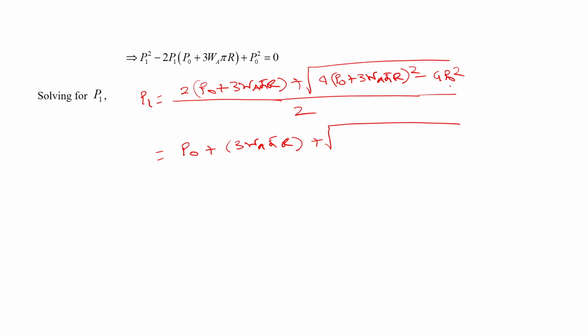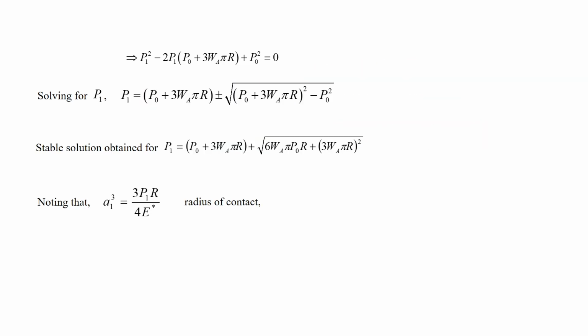So, p0 square gets cancelled. So, here it will be 2 into 3. So, it is 6 W_A pi R plus 3 W_A pi R square, like this. So, yeah, it comes out to be like that. And so, now stable solution. For the sake of stable solution we do not take the negative sign here, okay. We take the positive sign over here that way.